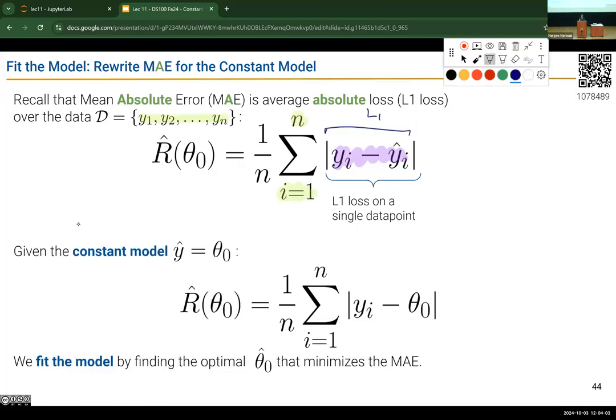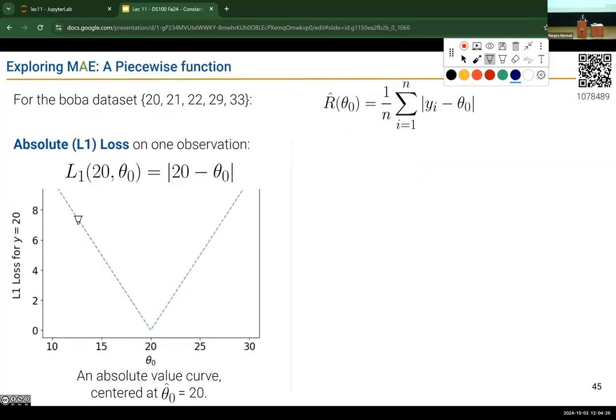If I'm saying that my model is a constant model, I just need to replace yi hat with theta 0, because it's always going to be theta 0, so we might as well replace it there before we do any optimization. So this is the objective function. It looks a little bit scary, particularly because this function is slightly different than the function that we had seen before.